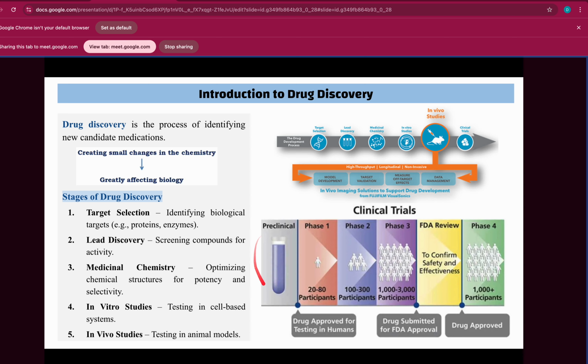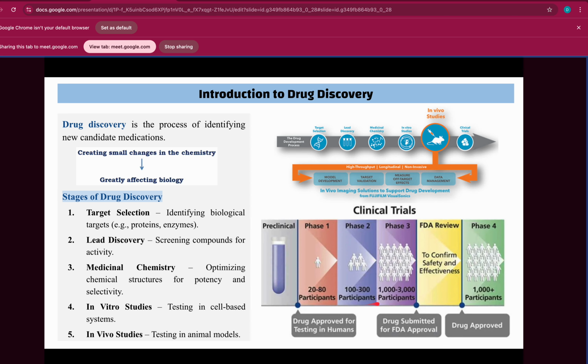Preclinical means we perform these experiments in model organisms. Then in phase 1 we give it to humans, so we test it on humans. 20 to 80 participants are selected. Generally these clinical trials are majorly performed on diseased people and not on ordinary or healthy people. So at phase 1 we check it on humans by taking 20 to 80 participants.